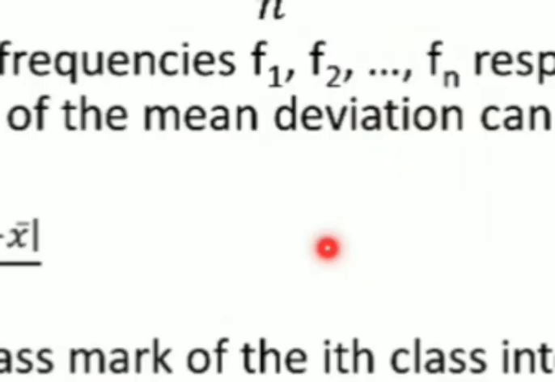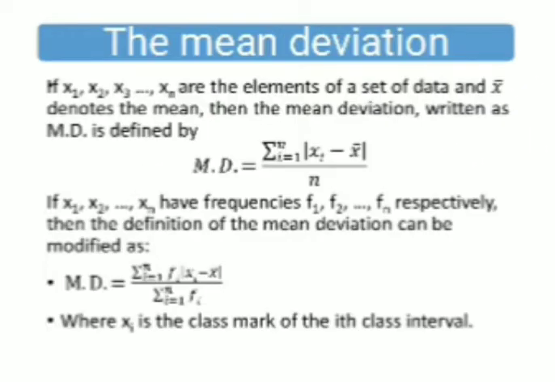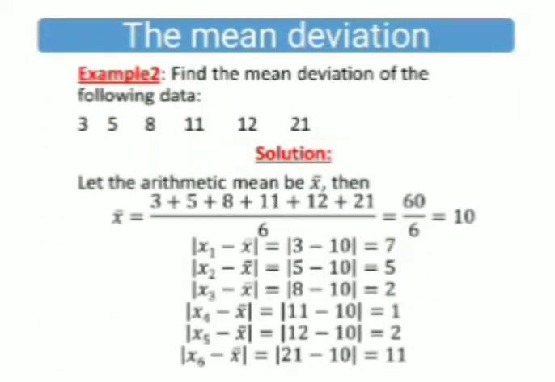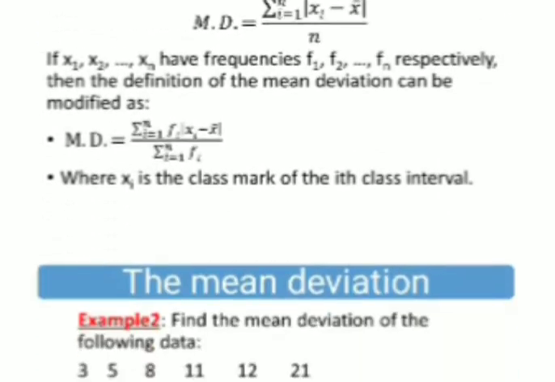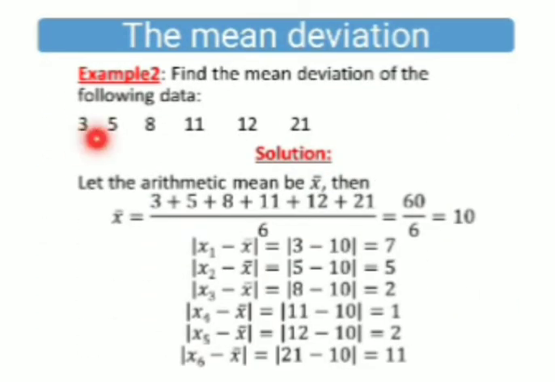Now let's try to apply this on this example. Example 1. Find the mean deviation of the following data. We have 3, 5, 8, 11, 12, and then 21. The first thing for us to do is to calculate the mean. As you can see, this S bar denotes the mean. So let's quickly calculate the mean. The mean of these numbers will be 3 plus 5 plus 8 plus 11 plus 12 plus 21, which is equal to 60, then divided by n. n is 1, 2, 3, 4, 5, 6. We have 6 numbers. So 60 divided by 6 is equal to 10. So 10 is the mean.